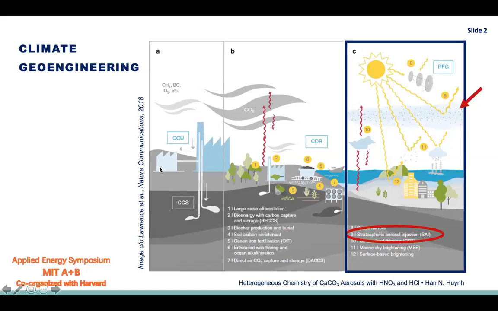This figure, taken from Lawrence et al.'s recent paper, summarizes some of the currently studied areas, including carbon capture, utilization or storage, shown here in panel A, carbon dioxide removal from the atmosphere, shown here in panel B, and solar radiation management, shown here in panel C. For the purpose of today's presentation, I will focus on stratospheric aerosol injection, or SAI in short.